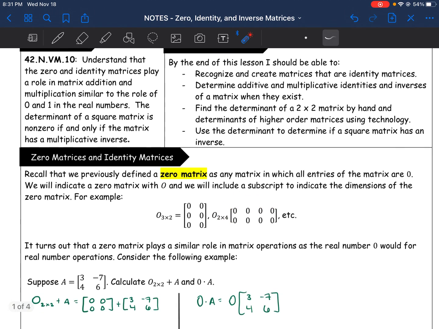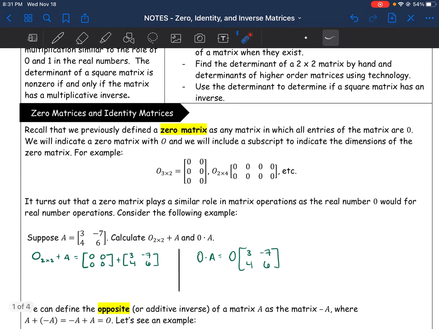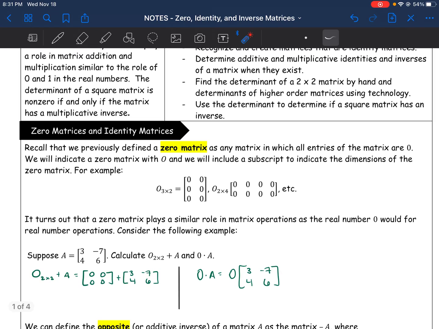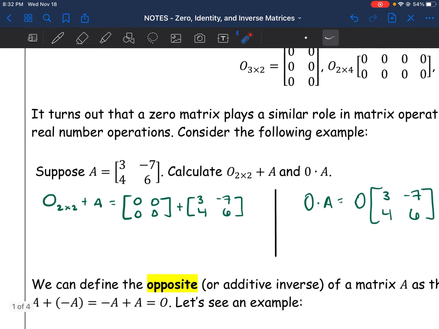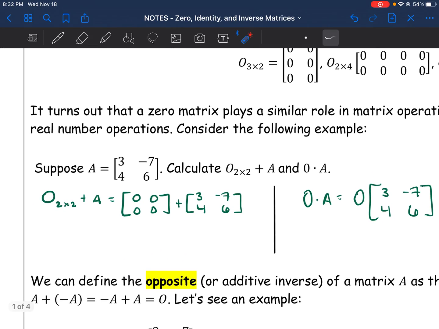Okay, well, it turns out that a zero matrix plays a similar role in matrix operations as the real number 0 would for real number operations. Let's consider the following examples. In the first example, suppose that matrix A has elements 3, -7, 4, and 6. Let's calculate O, the zero matrix that's a 2 by 2, plus A, and 0 times A.